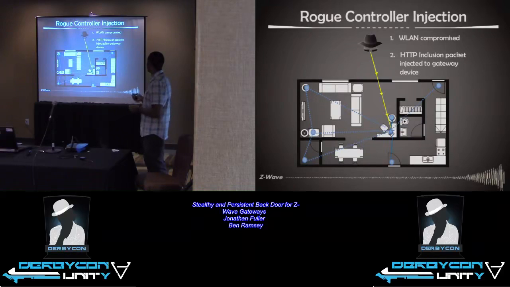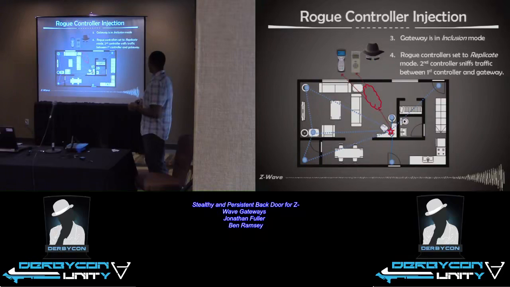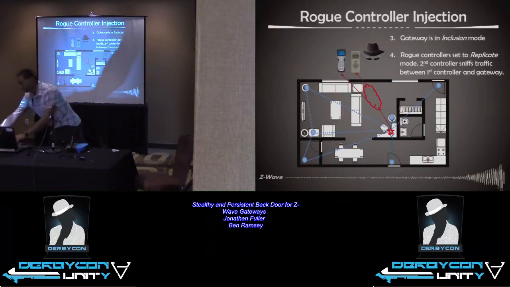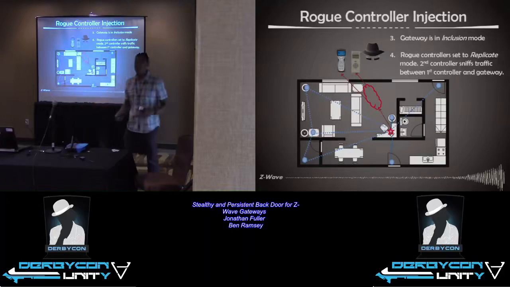Secondly, the hacker or attacker injects an HTTP inclusion packet to the gateway. So the gateway is now in inclusion mode. And we're going to use two controllers for this, and it'll be very evident why, but it's pretty much to cover your tracks. So the two controllers are set to replicate mode. So you set the gateway, you injected the inclusion packet to the gateway, you set both these to replicate mode.